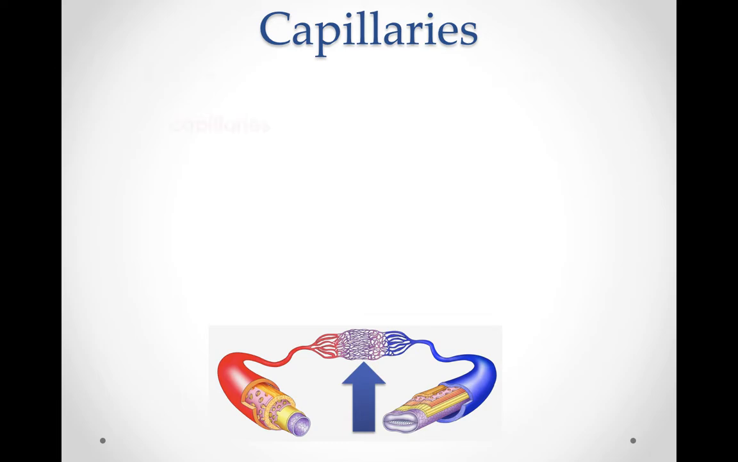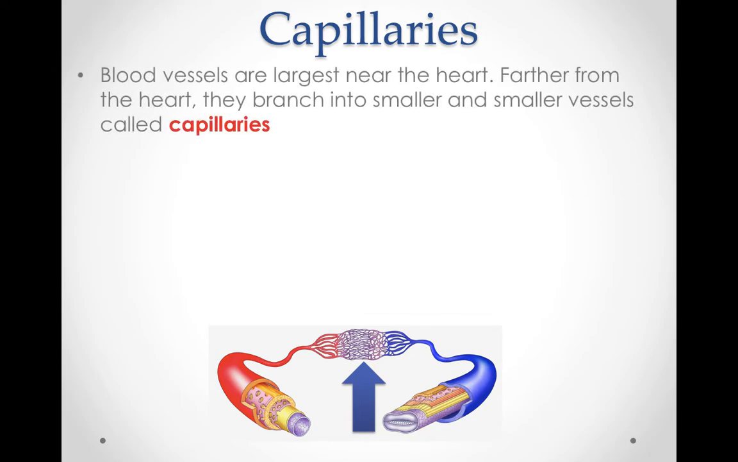Speaking of capillaries, blood vessels are largest near the heart. As we get farther and farther away, they're branching into smaller and smaller vessels. Eventually, when arterioles get small enough, they are called capillaries. So right here in the middle, where we see this mix, we've got the smallest blood vessels, which are capillaries.